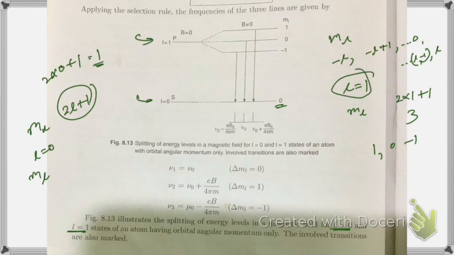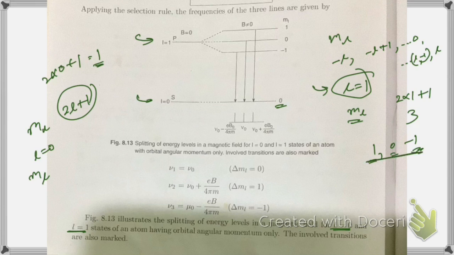So we have L is equal to 1. As we are taking L is equal to 1, ML should have minus L, that is minus 1, then minus 1 plus 1, that means 0 here, and then L, this is the L here. So I hope you have understood this.